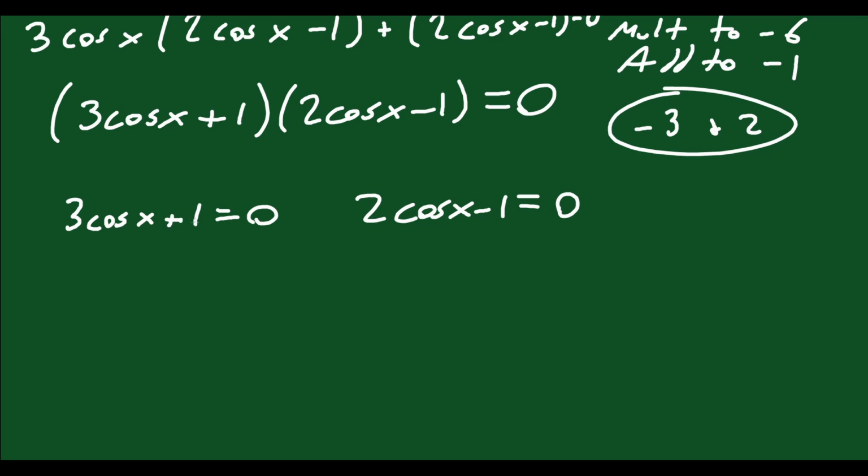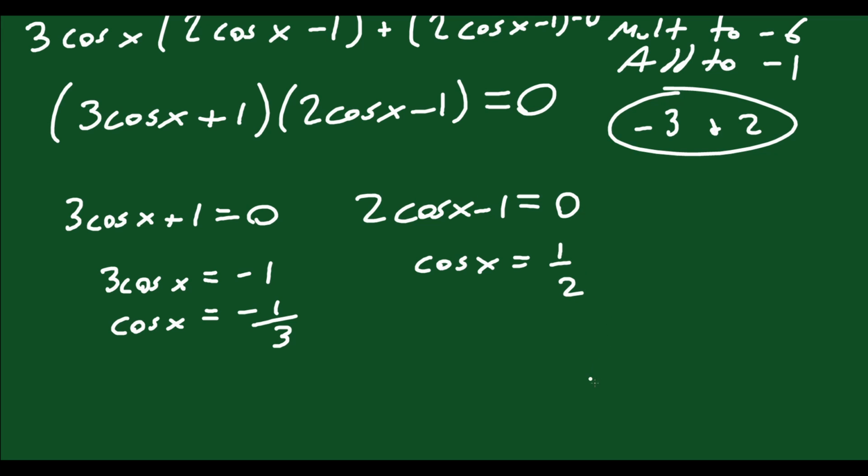Solve for x in each case, bring the 1 to the other side. 3 cos x equals negative 1, divide by 3, cos x equals negative a third. And for this one, you'll get cos of x equals, bring over the 1, divide by 2, you'll get 1/2. So now I've got to find where cos of x is equal to negative a third and 1/2 on the unit circle. So let's take a look.